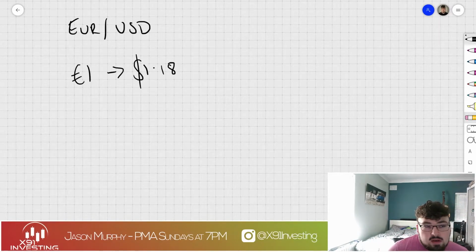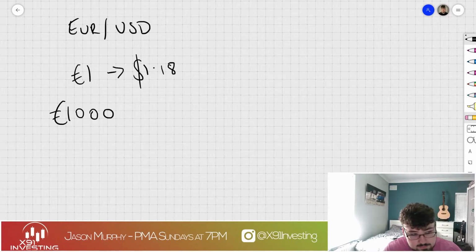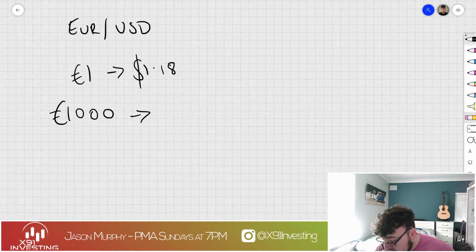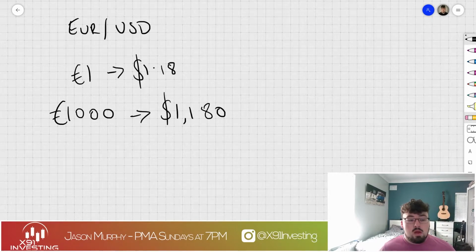So the euro dollar. We bring €1,000 and we want to get €1,000 converted. €1,000 at the new rate is going to be $1,180 when we convert it, because we're going to get more dollar value from the particular.